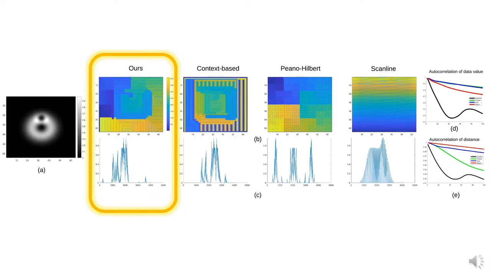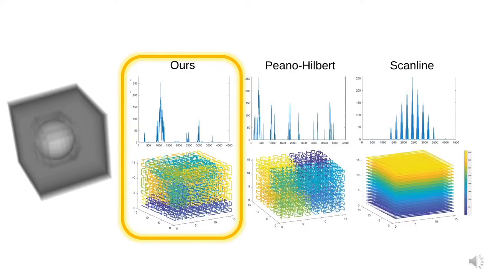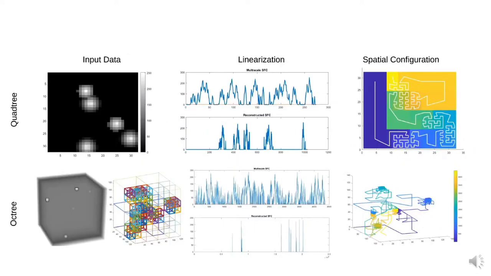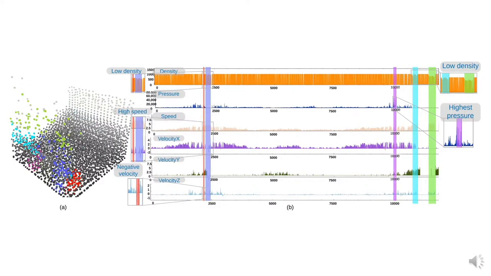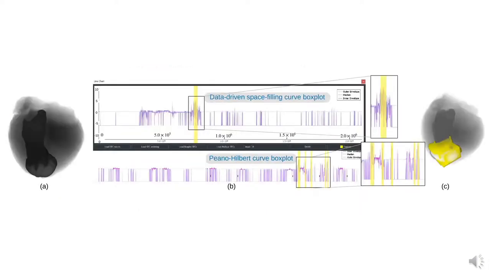We propose data-driven space filling curves. Our new method generates linearizations that better preserve coherency than existing techniques. Our method supports 3D datasets, and even multi-scale data on a quadtree or an octree. Many visualizations benefit from our method, for example, visualization of multivariate particles and volume visualization.